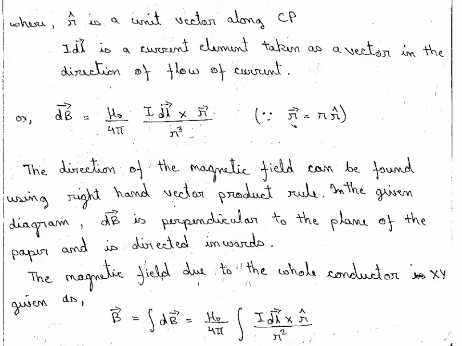So the above formula dB gives us the magnetic field due to a small current element. But to find the magnetic field due to the whole conductor XY, you'll have to integrate dB over the whole length. Hence the magnetic field due to the whole conductor XY is given as B vector, and this is the integration of dB. So we'll get mu naught by 4 pi integration IDL vector cross r cap divided by r square. So this is the magnetic field due to the whole conductor at the point P.